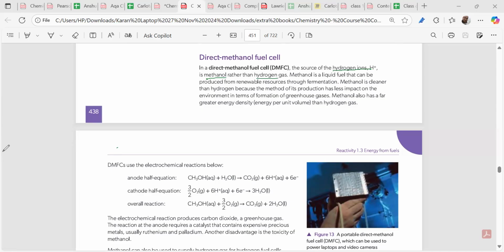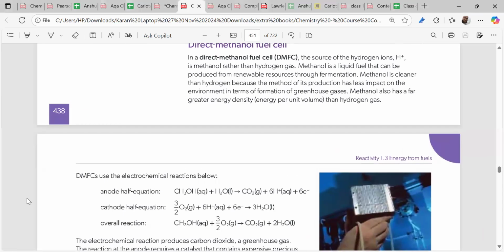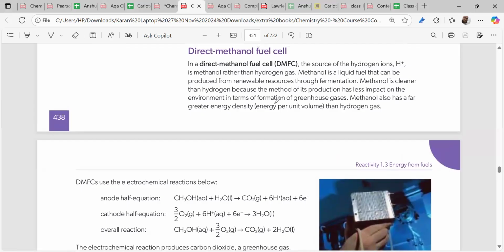Now this methanol can be easily produced by fermentation, right? We discussed that we can produce alcohol by fermentation of plants. So we can very well use methanol. We can get methanol from renewable sources of energy, such as plants mainly, through the fermentation process. And methanol is cleaner. Why is methanol cleaner? Because hydrogen, again I'm telling you, we get mainly from electrolysis of water, which uses coal to generate the electricity. So hydrogen will still be sourced from coal. So methanol is much cleaner, and it will have less impact on the greenhouse gases coming out.